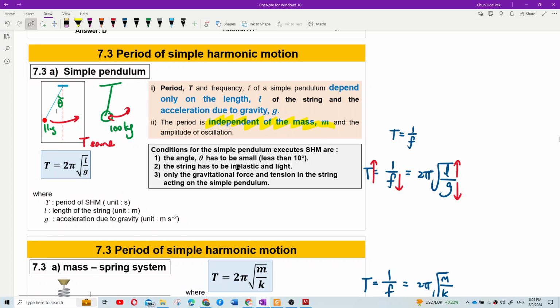And then the string must be inelastic and light. You cannot use something like a rubber band. Only the gravitational force and the tension in the string act on the simple pendulum. No friction or other forces.